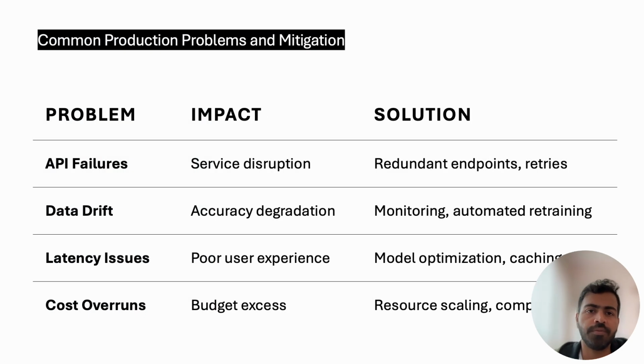So the common production problems are: model works locally, fails in API; prediction drift over time; input data format changes; latency becomes too high; cost increases unexpectedly; nobody knows when the model is wrong. So the key line is, these are not ML problems, these are production problems.